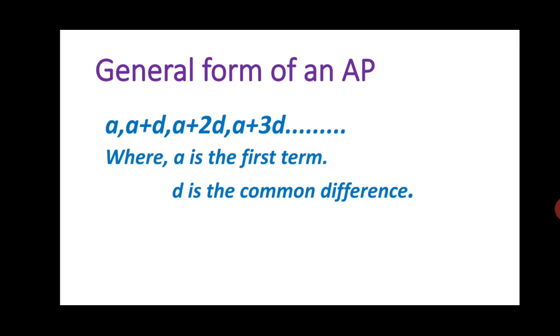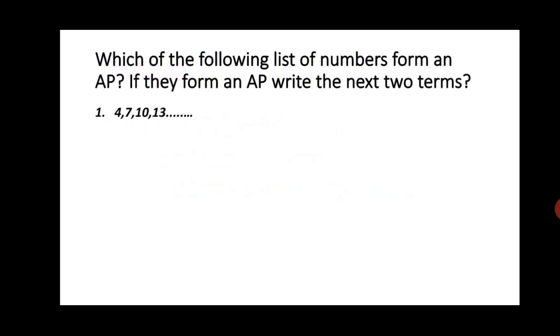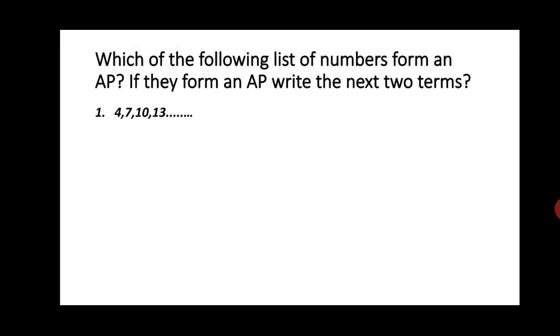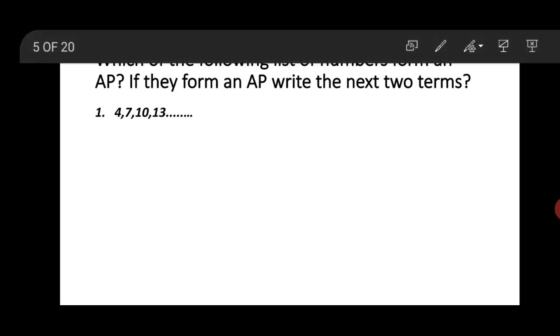Now let us see, I will give a list of numbers. You have to check whether they are in AP or not. Example 1: 4, 7, 10, 13. How can we check whether a set of numbers are in AP? Yes, we have to find out the differences between two successive terms.